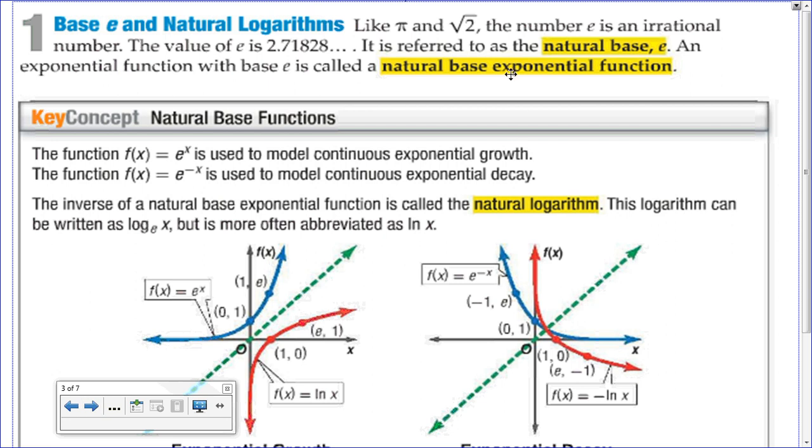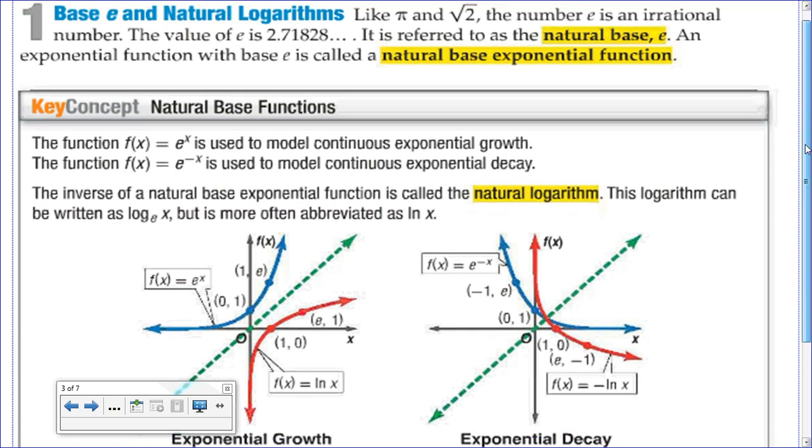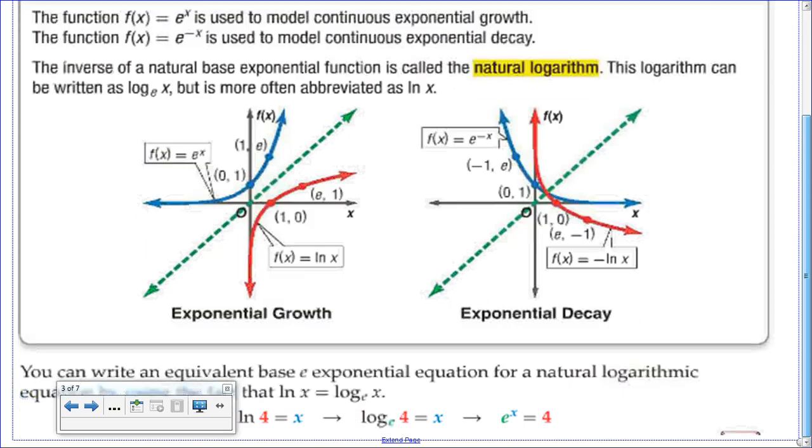What the number e is, it's a number kind of like pi or the square root of 2. It's an irrational number, approximately 2.71828. It was actually discovered by a guy named Euler back in the 1700s, and it's applied in a lot of different mathematical fields right now.